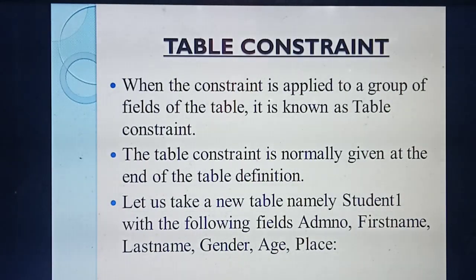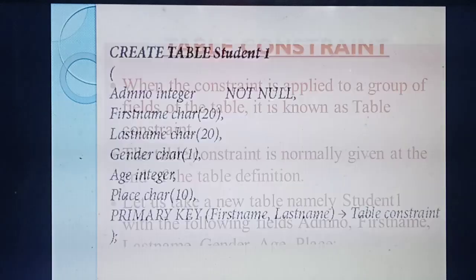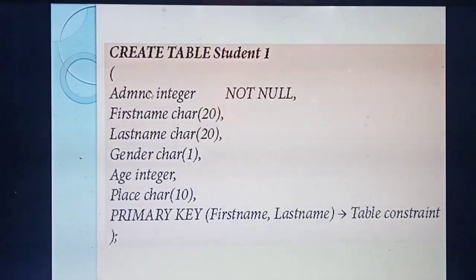What are the fields they are giving? Admission number, first name, last name, gender, age and place. Here they are applying table constraints on some fields. See this example. What are the columns, what are the fields you have? Admission number, first name, last name, gender, age, place. But you are going to apply table constraints. What do you mean by table constraints? You are going to apply some condition for more than one field in a table. So the table constraint should always be applied at the last or end of the table.